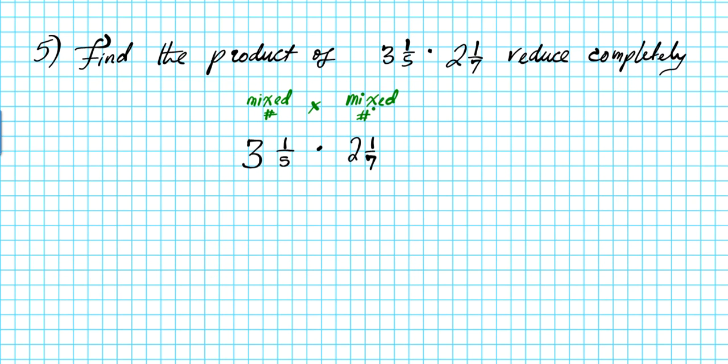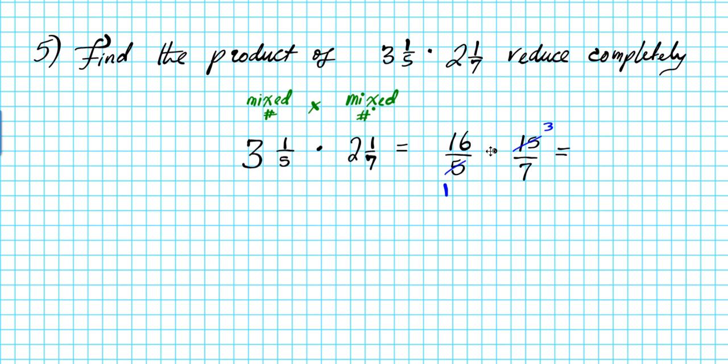Okay? How do we go about this? Well, we have to first convert both of them into improper fractions. 3 and 1/5 can be written as 3 times 5 plus 1, 16 over 5, times 2 and 1/7, 7 times 2 plus 1 is 14 plus 1, which is 15 over 7. Now we need to cross reduce. 5 goes here 1, 5 goes here 3. That's the GCF of 5 and 15, 5. 16 and 7 do not have any common factors.